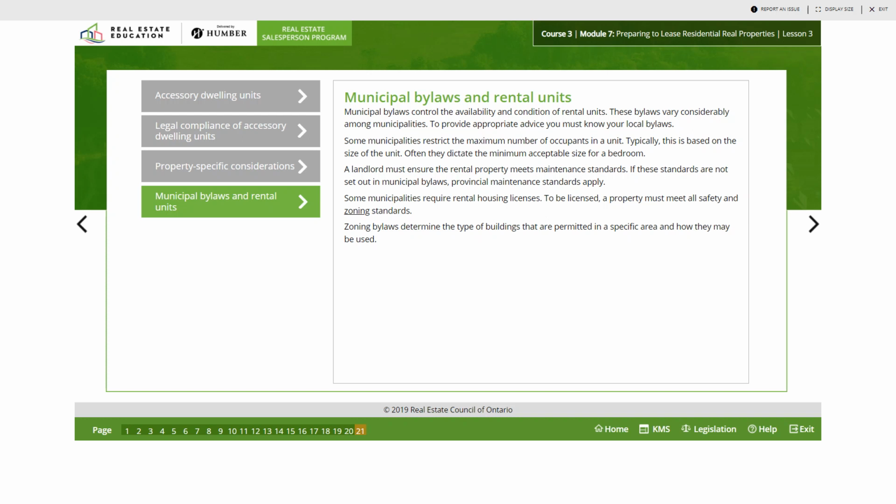The landlord must ensure the rental property meets maintenance standards. If these standards are not set out in municipal bylaws, provincial maintenance standards apply. Some municipalities require rental housing licenses. To be licensed, a property must meet all safety and zoning standards. Zoning bylaws determine the type of buildings that are permitted in a specific area and how they may be used.